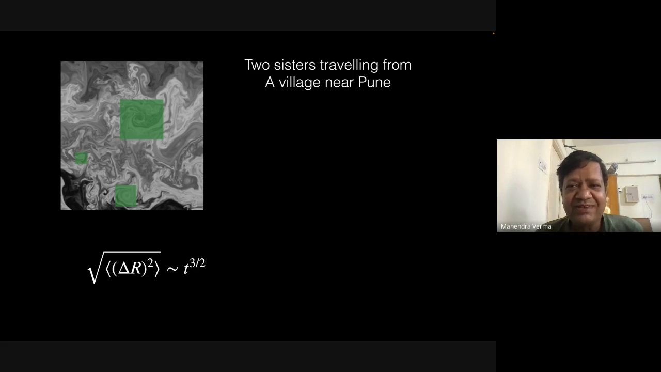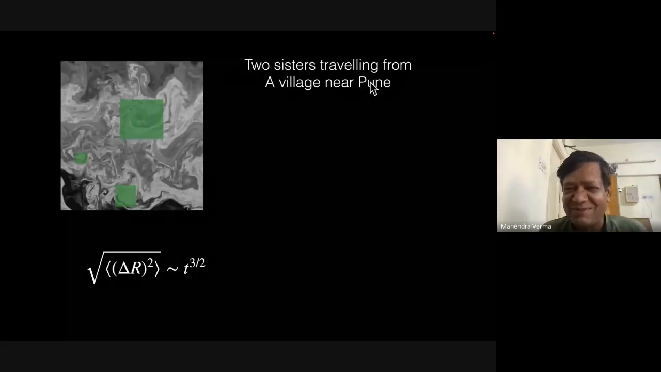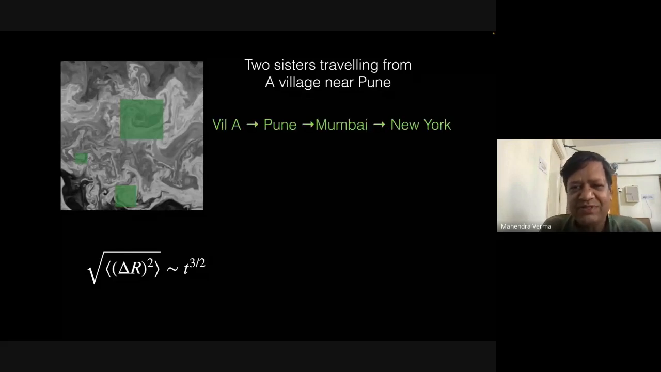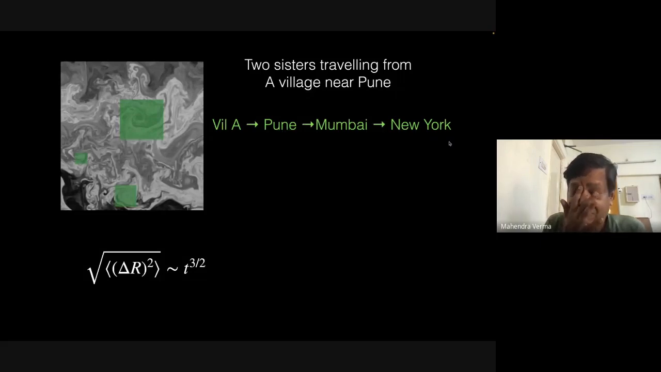Now, I want to give an example. Two sisters are traveling. This talk was given in CNSD in Pune, so you can replace Pune by Trichy. There are two sisters going from Pune, one to New York and one to Paris. The first girl goes from village A to Pune, first by bus. Then Pune to Mumbai by train, and Mumbai to New York by flight.